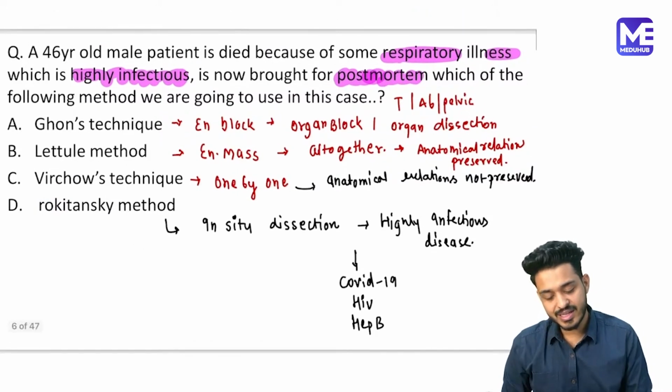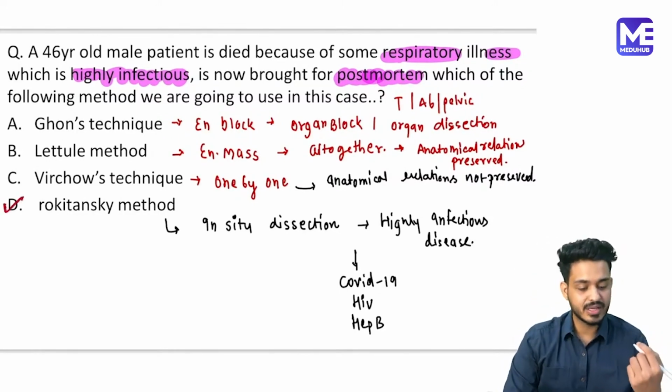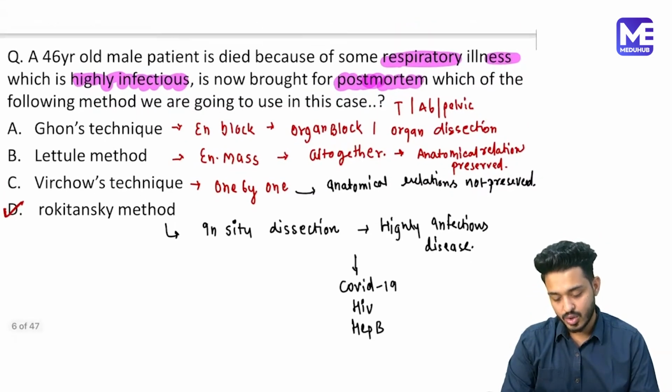So in this particular case, highly infectious is given. So your answer in this case will be what? Your answer in this case is going to be the Rokitansky method. What is the method we are going to use? That is going to be your Rokitansky method.